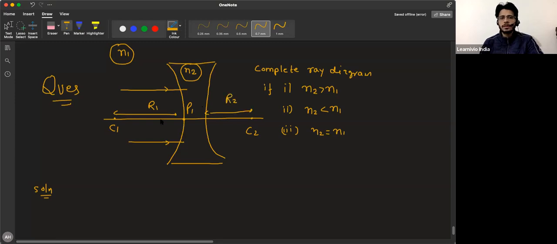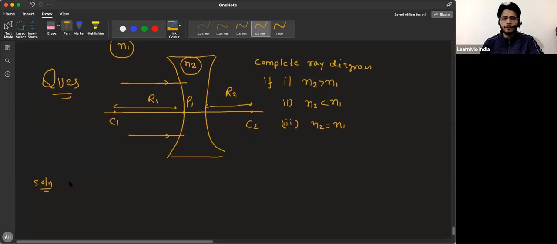So who will tell? Nazira, R1 will be positive or negative? This R1, the radius of curvature R1, will it be positive or negative? Positive or negative? Negative. Negative, very good. It will be negative, Sania.